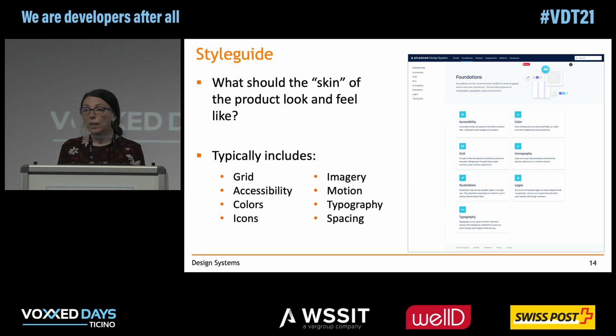On top of that, there's the style guide. This is an element we are all very familiar with, and even without a design system, usually every company has a style guide, hopefully, right? Even a static one in the form of a PDF, but it doesn't matter. What is a style guide at its core? It is what defines the skin and the look and feel of the product, or the family of products if it is an ecosystem of digital products. Typically, it includes grids, accessibility, colors, icons, rules for imagery, and motion. So it can be very rich, depending on the needs of the product and the company.